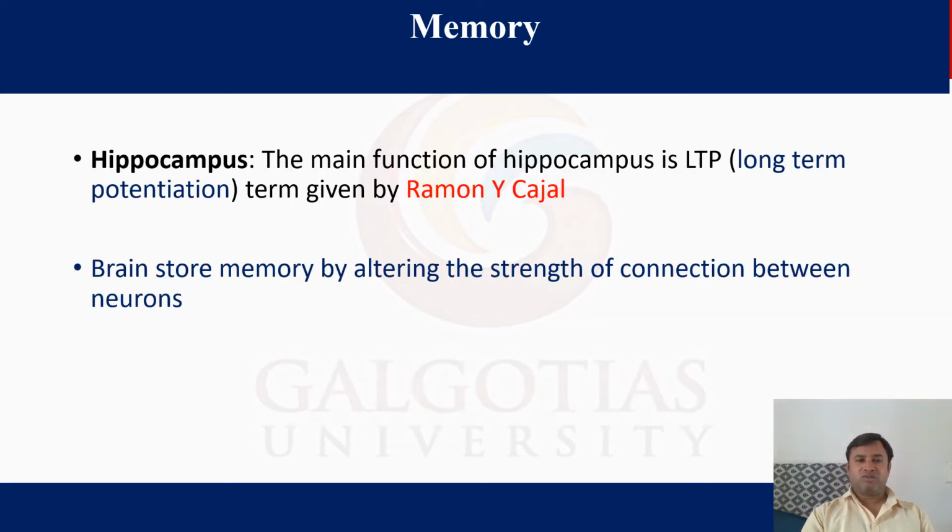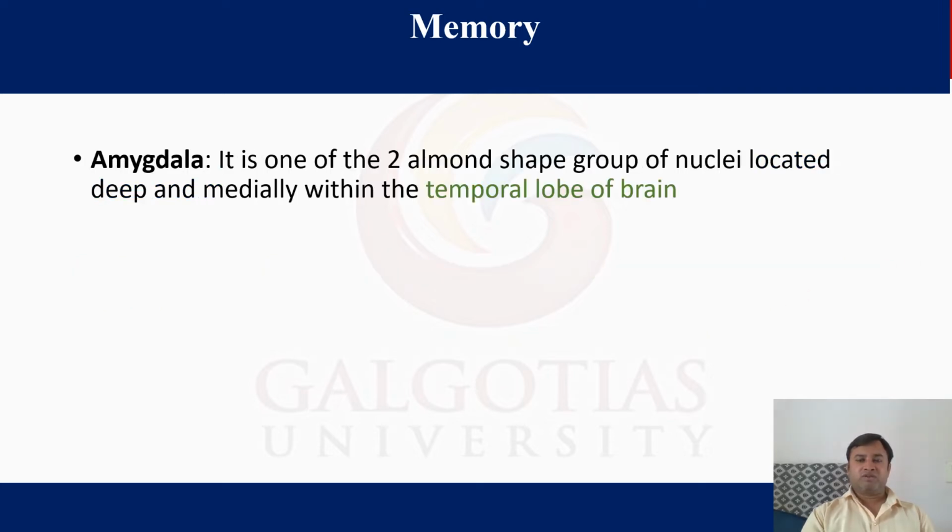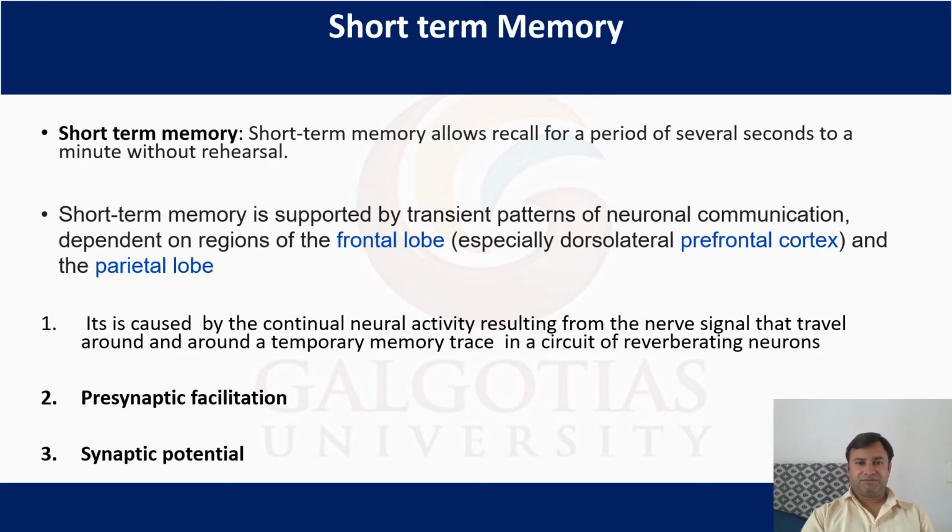If we talk about memory, the hippocampus is the major area and the main function of the hippocampus is long-term potentiation, which was given by Ramón y Cajal. The brain stores memory by altering the strength of the connections between the neurons. The amygdala is also part of memory. It is one of two almond-shaped groups of nuclei located deep and medially within the temporal lobe of the cerebral cortex.